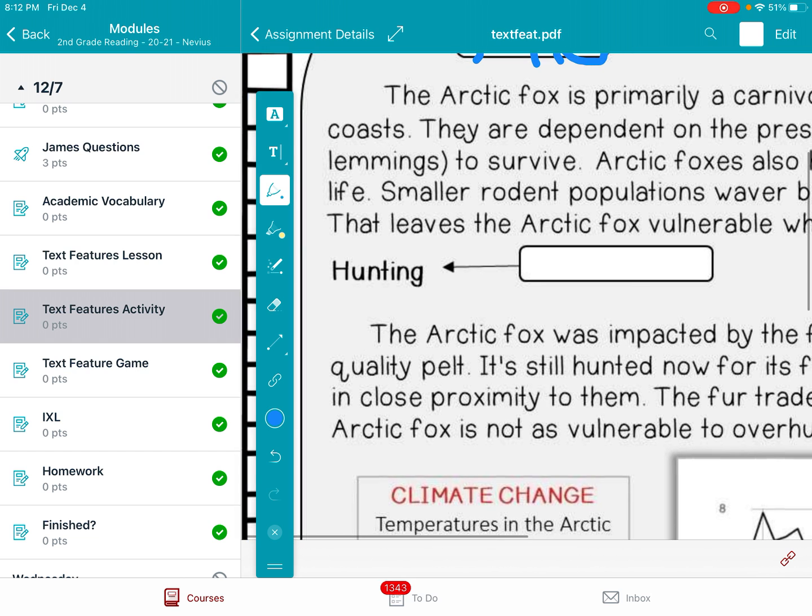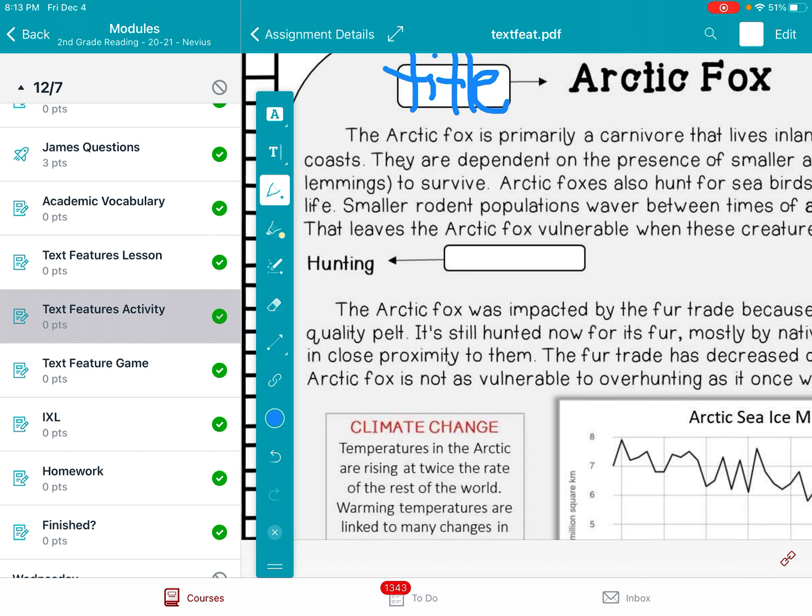Over here, we have the smaller title called hunting. I think it's trying to give me a heads up about something. What do you think? What kind of text feature is hunting right there? If you think that one is a heading, you are correct.